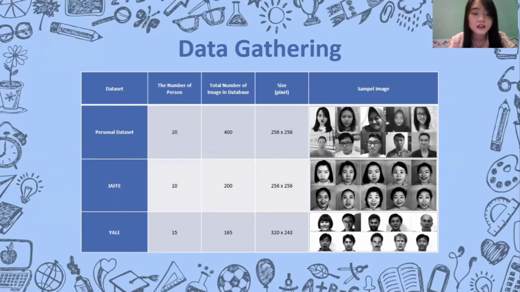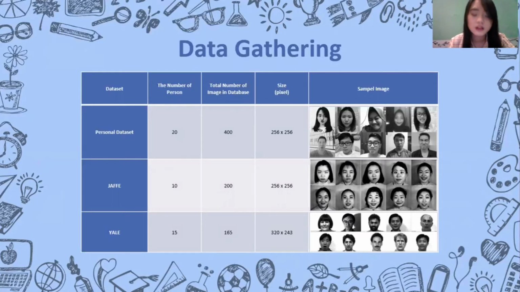Data gathering in this research uses private data and public data from the JAFFE and the Yale database. Private data was collected from 20 people, consisting of 10 male and 10 female, where photos were taken as selfies with a smartphone. The number of personal data sets is 400 images, which in the dataset are preprocessed and normalized data.